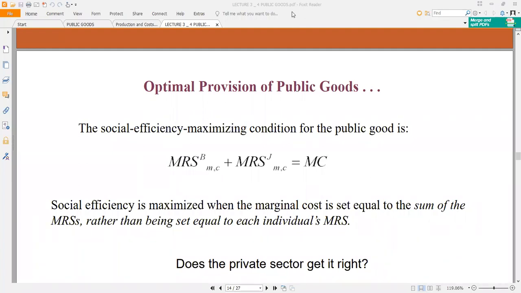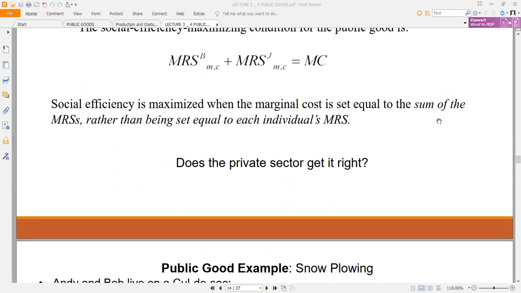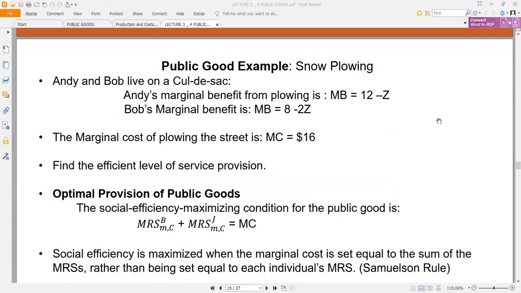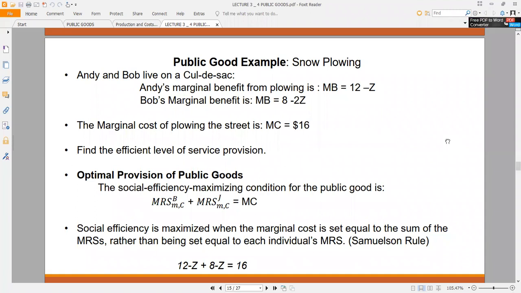to the marginal cost. Okay, so that is the difference between the optimal provision of a private good and a public good. For a private good, the marginal rates of substitution should all be equal to the marginal cost. But for a pure public good, the summation of the marginal rates of substitution should rather be equal to the marginal cost. Let's look at an example, how to get the optimal quantity of a pure public good.